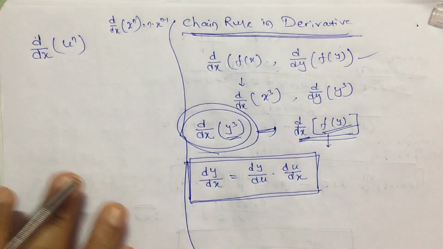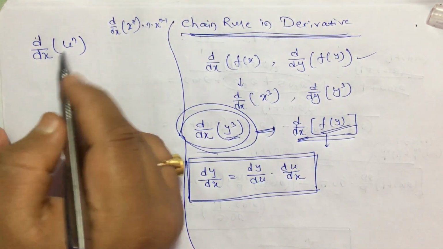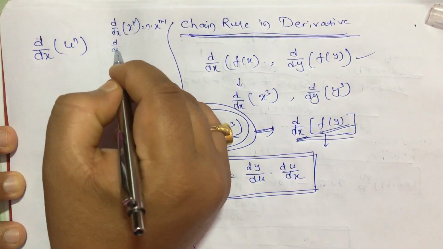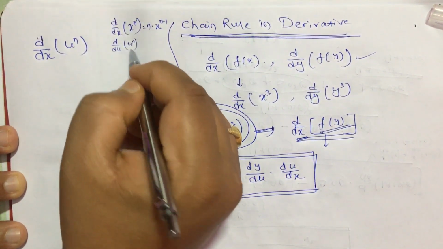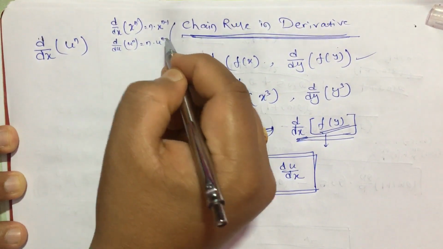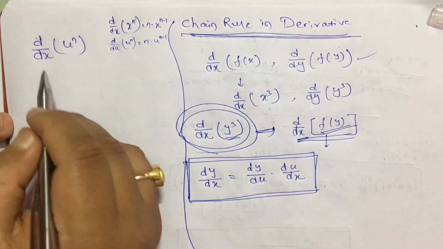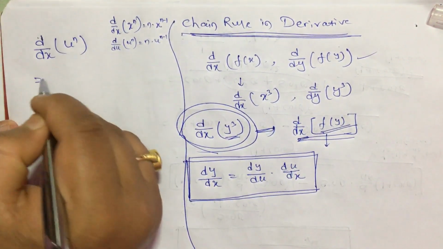But here it is not x to the power n. If it were d by du of u to the power n, the answer is going to be n into u to the power n minus 1. But here it is something completely different, d by dx of u to the power n. So how to solve it?